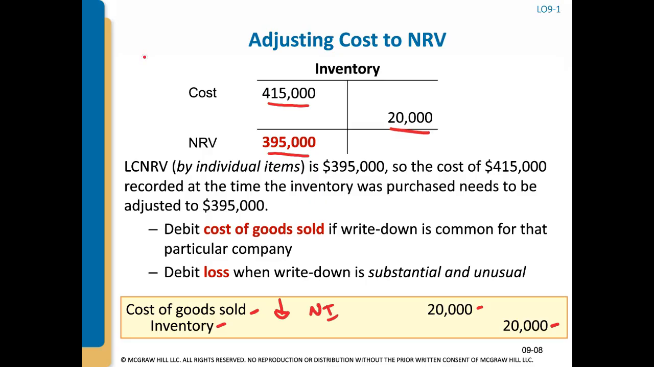If the write-down of the inventory required is substantial, like unusually large, then instead of debiting cost of goods sold, we would debit a loss account. If you encounter that problem, it would tell you that this is substantial or unusual.